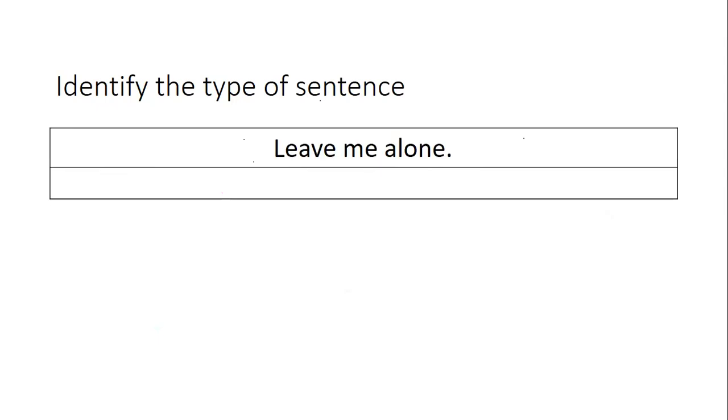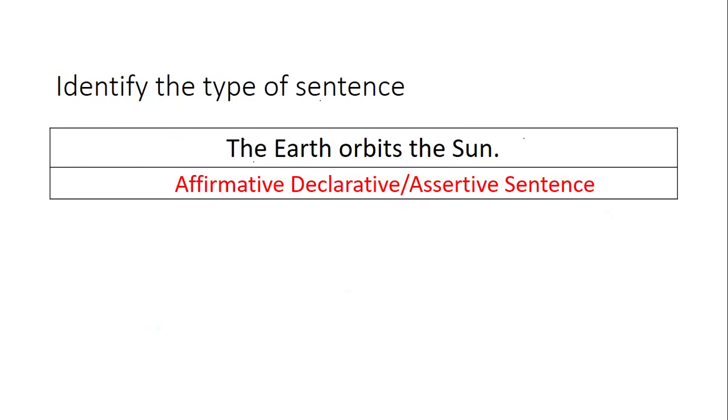Leave me alone. Imperative sentence. A command is given. Oh, what a shame. Strong feeling is expressed. Exclamation mark. Exclamatory sentence. The earth orbits the sun. It is a positive statement and an assertion. A statement is made. So it is an affirmative, declarative, assertive sentence.